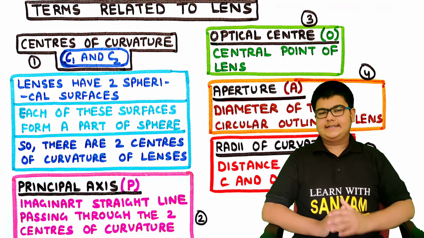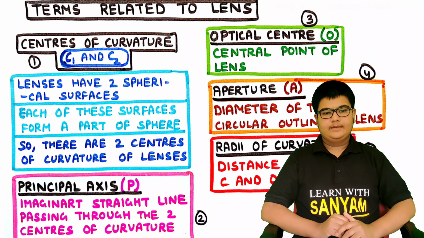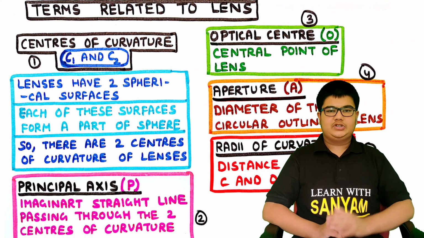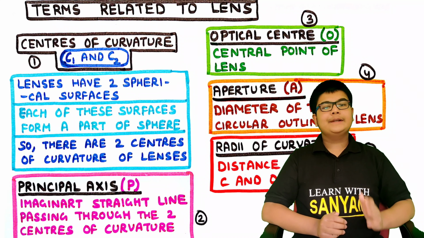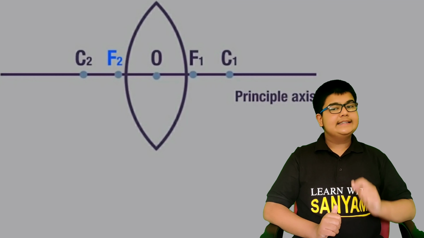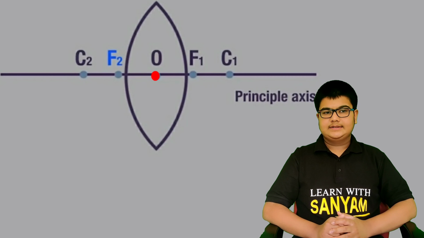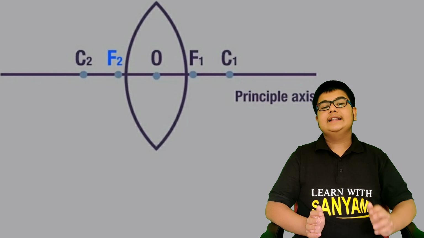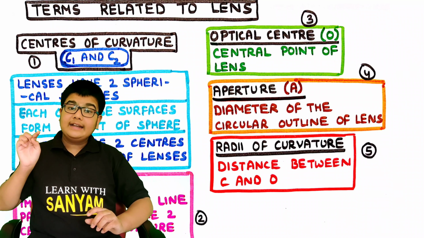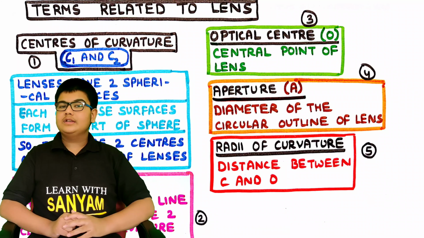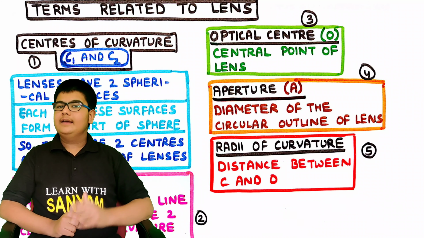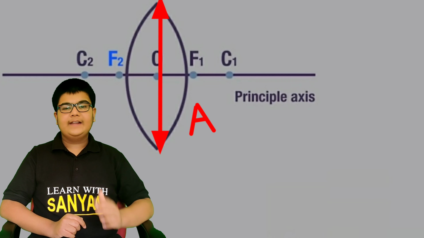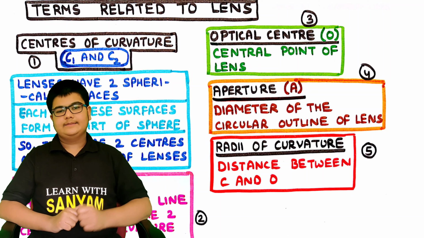Second, principal axis, denoted by P. This is an imaginary straight line passing through the two centers of curvature. Third, optical center O. This is a central point of the lens. You can see that the center of curvature is basically the center of the whole sphere, while the optical center is a central point of that lens. Fourth, aperture, denoted by A. This is the diameter of the circular outline of the lens, as you can see in the diagram.